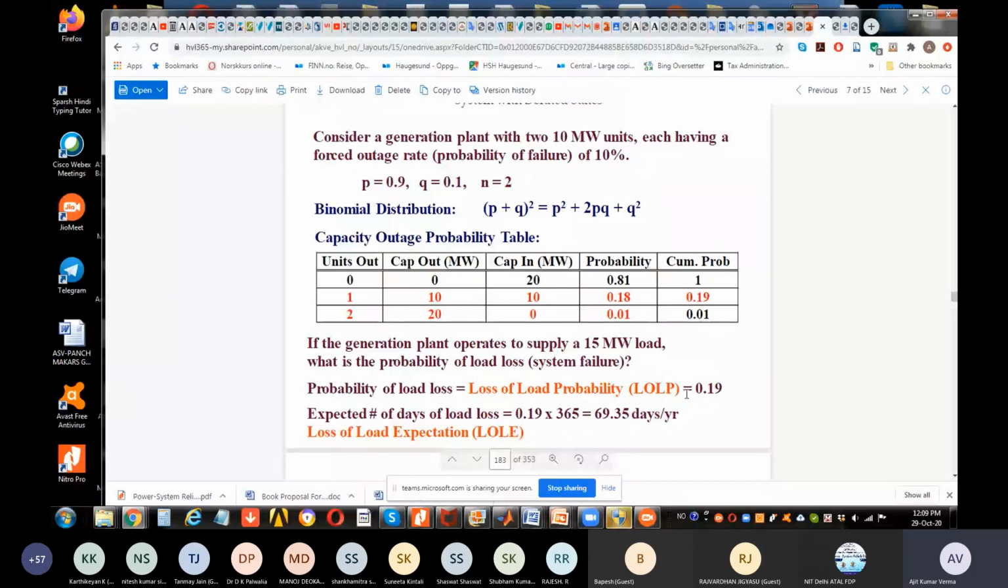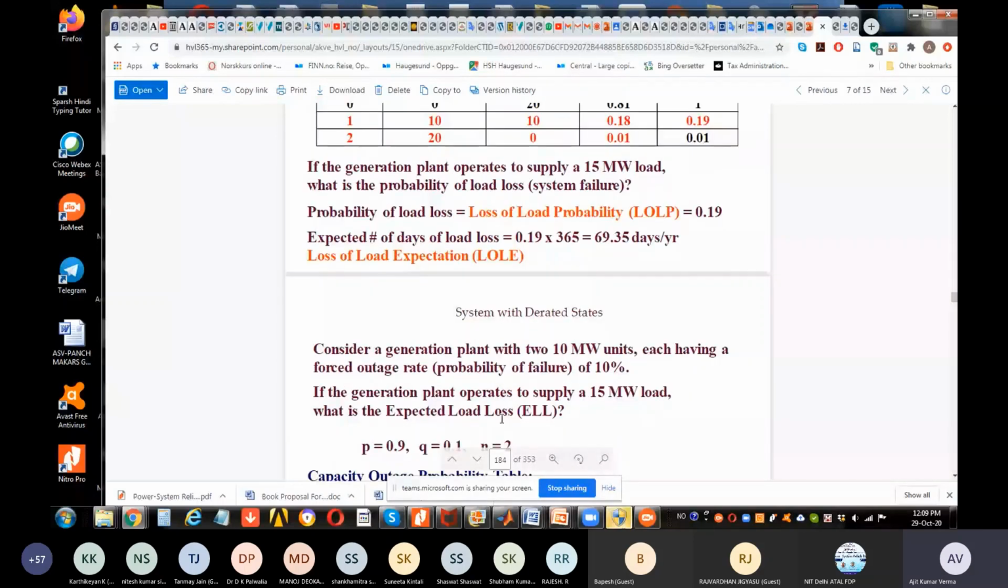The expected number of days of load loss is multiplied by 365, so 69.35 days in a year.